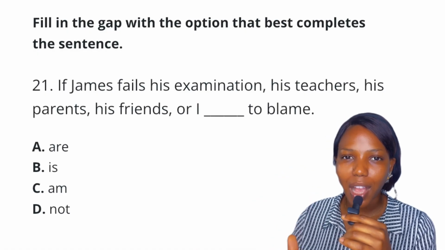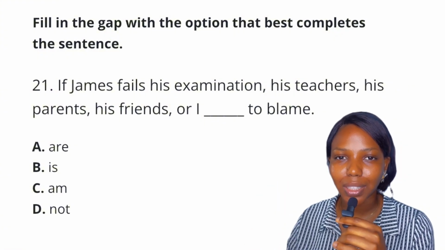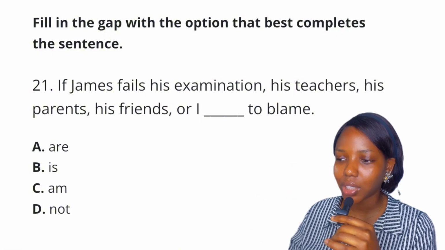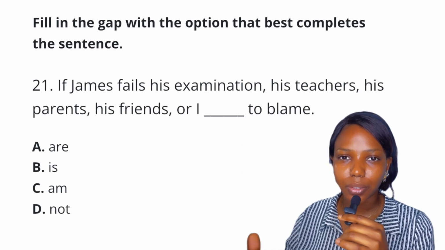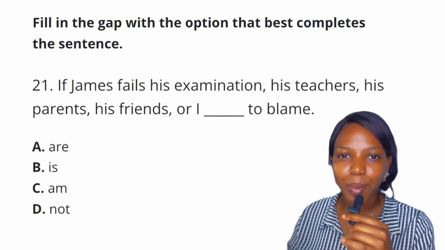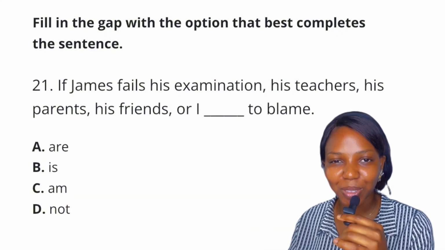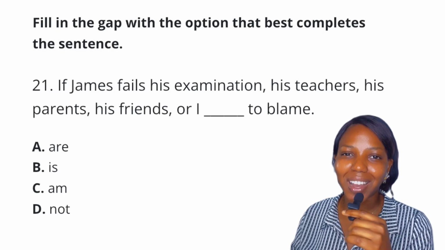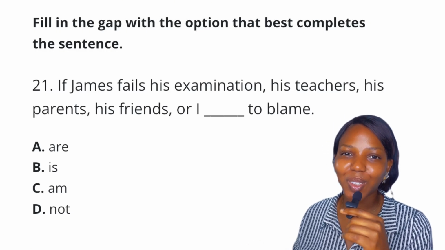So, I'm going to ask you this question. Which subject is the closest in the sentence? Is it his teachers, his parents, his friends, or I? I is definitely the closest. Now, do you say I am a student, I is a student, or I are a student? You definitely say I am a student. So that makes option C the final answer to this question.